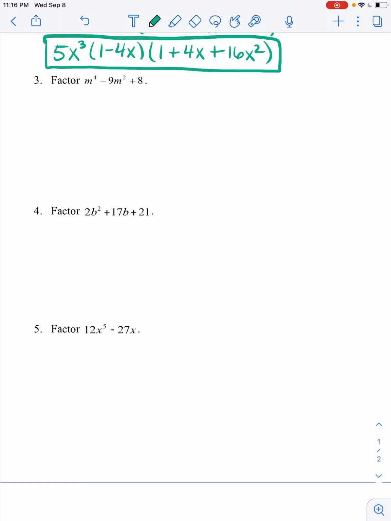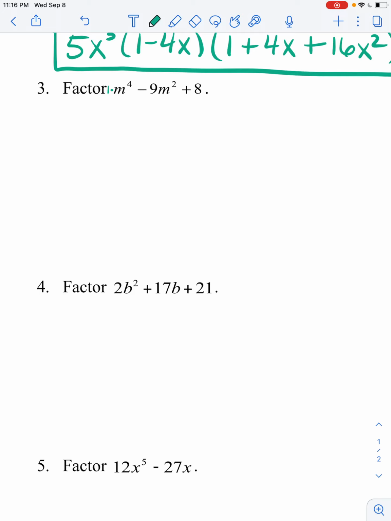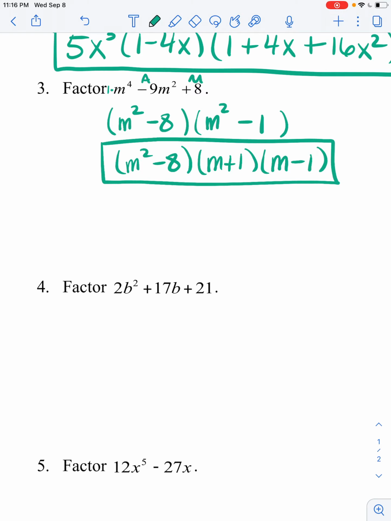When we get to number 3, this is a trinomial tram factoring question. A does equal 1. So I'm just going to ask myself what multiplies to 8, what adds to negative 9. So what multiplies to 8 and adds to negative 9 would be negative 8 and negative 1. And since I'm multiplying to m to the 4th, not m to the 2nd, I have m squared times m squared. Now, m squared minus 8 is not DOTS because 8 is not a perfect square, but m squared minus 1 is, since 1 and m squared are both perfect squares. So that breaks down into m plus 1 and m minus 1.